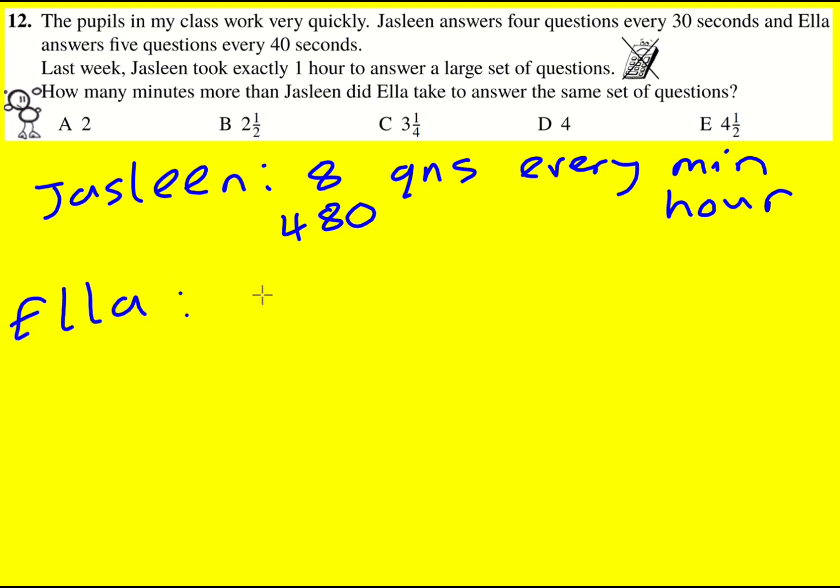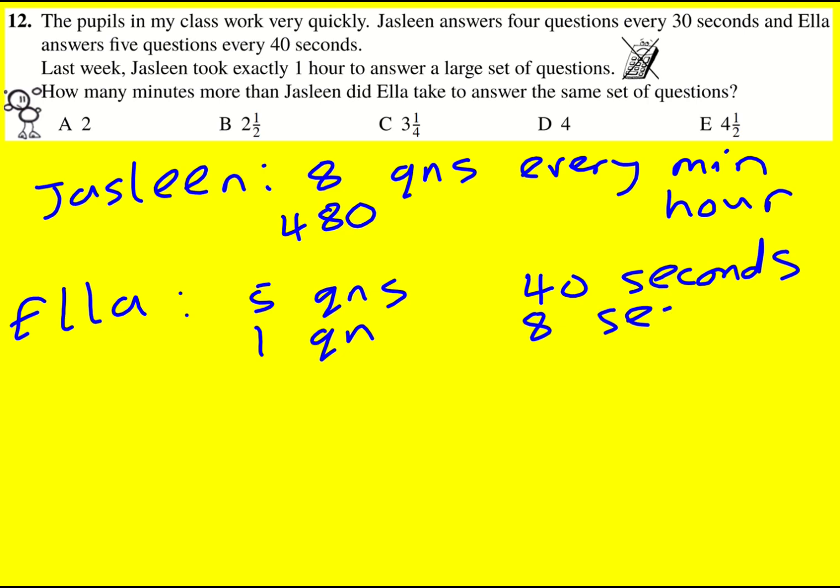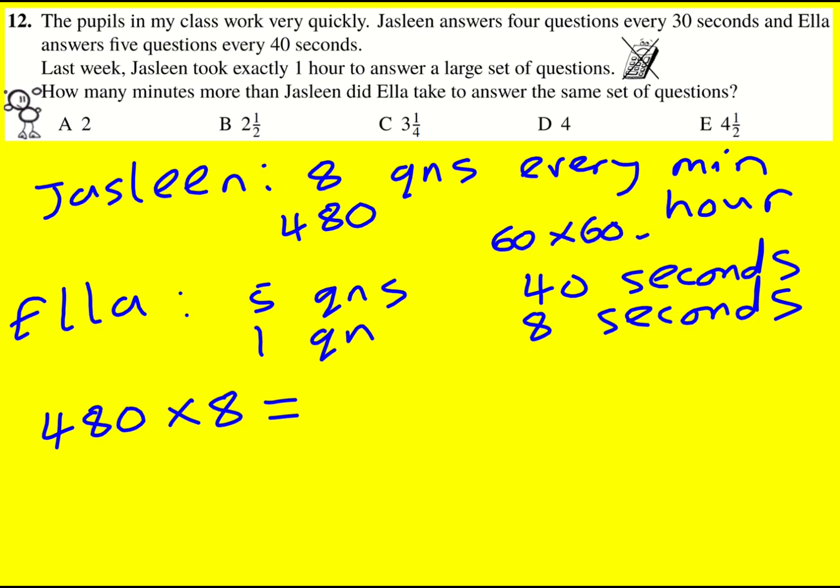So Ella does 5 questions in 40 seconds. And that means 1 question every 8 seconds. So 480 times 8 will give us the number of seconds that it took. And then we can compare that with the number of seconds in an hour. By the way, the number of seconds in an hour is going to be 60 seconds times 60 minutes, 3,600 seconds.